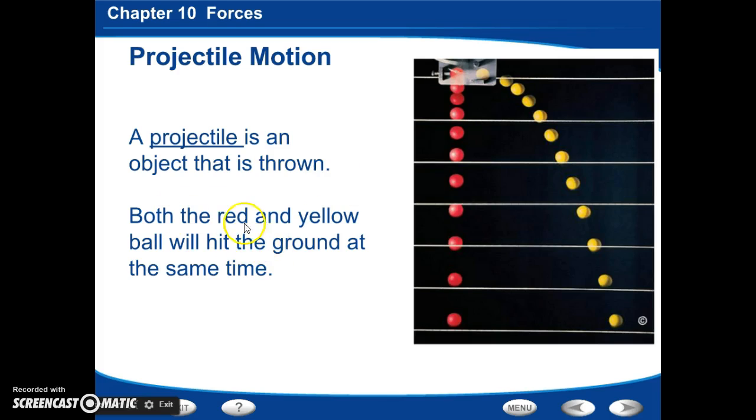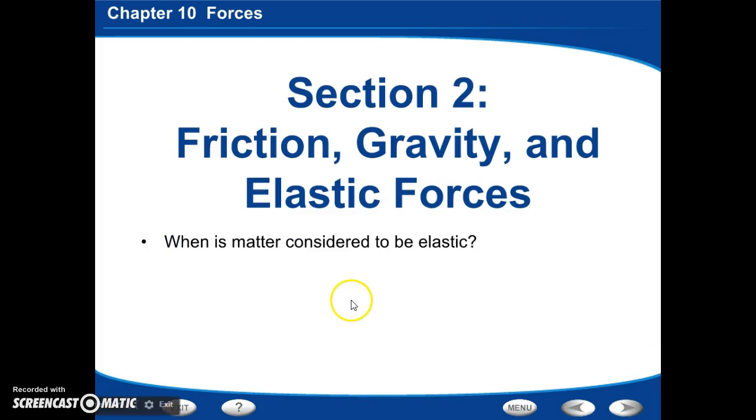And then the red and the yellow ball will hit the ground at the same time, even though one's going straight down and one's going in an arc, because they're considered projectiles.